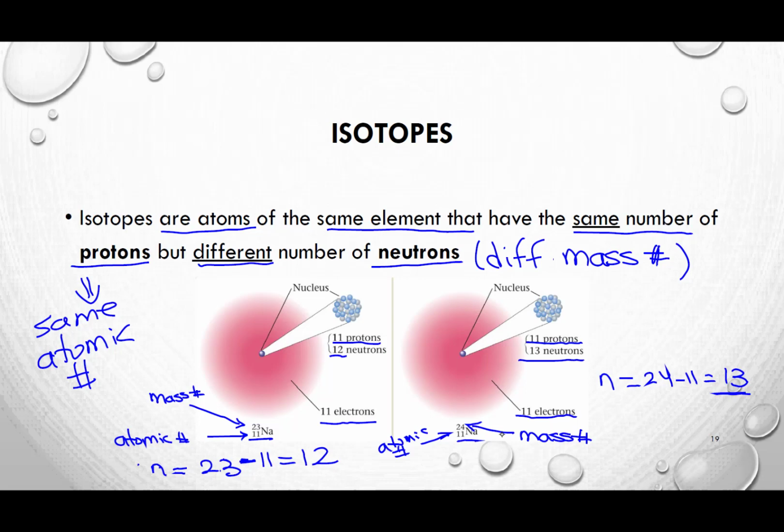You don't need to memorize the isotopes of each element. What you need to understand is the definition, and if I give you one, you have to figure out how to calculate the number of electrons, protons, and neutrons for different isotopes. Okay.